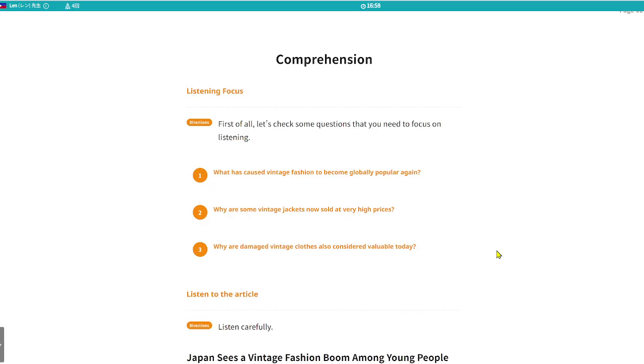Japan sees a vintage fashion boom among young people. Vintage fashion has experienced a strong global revival, transforming garments once seen as outdated into symbols of style, culture, and personal identity.